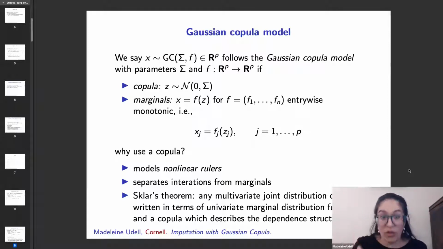They will get the distribution right, or at least fit your data perfectly. A little bit different. So it separates. So it models nonlinear rulers. So let me tell you a story to illustrate what I mean by a nonlinear ruler.